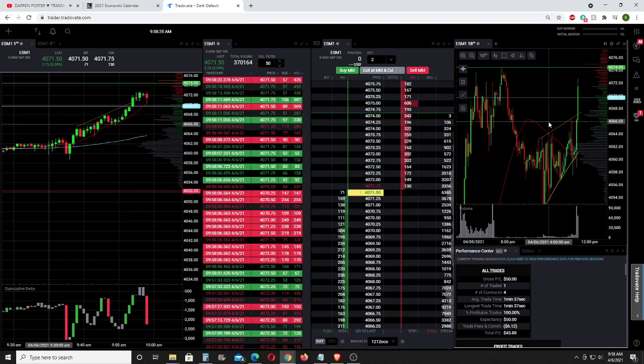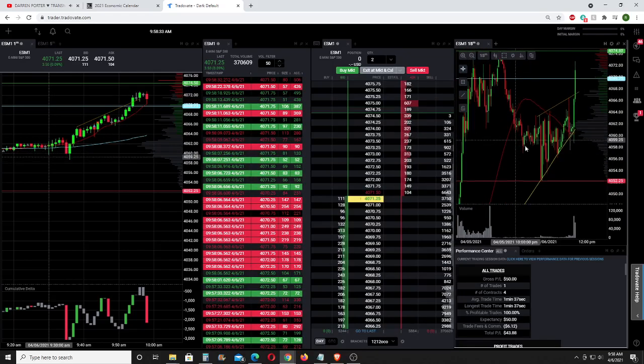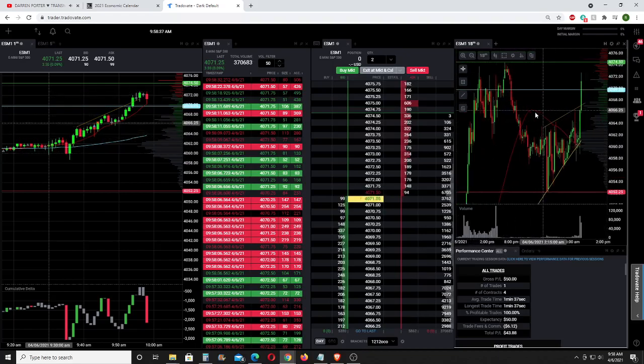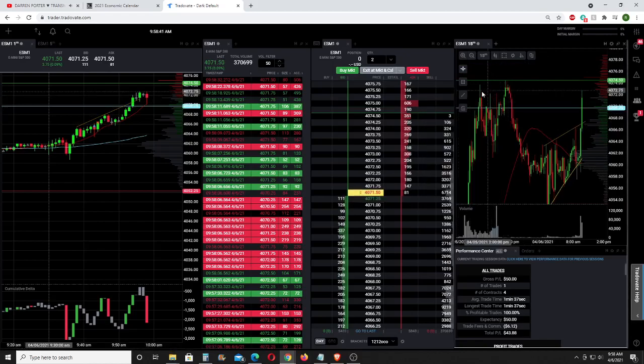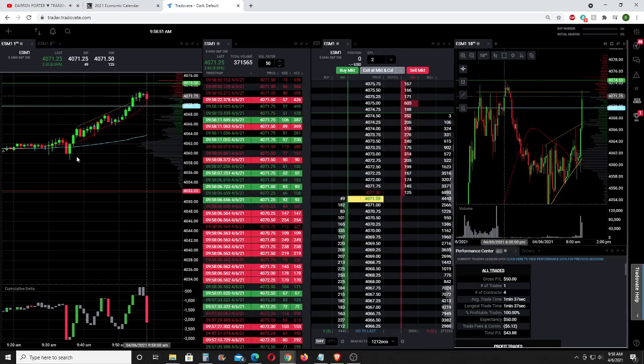Let me see the level that we're at. Yeah, we're at a very crucial level here. Alright, time to redraw these lines. Let's try another line here. Seems like a big level here, right there. Seems like a big level here.